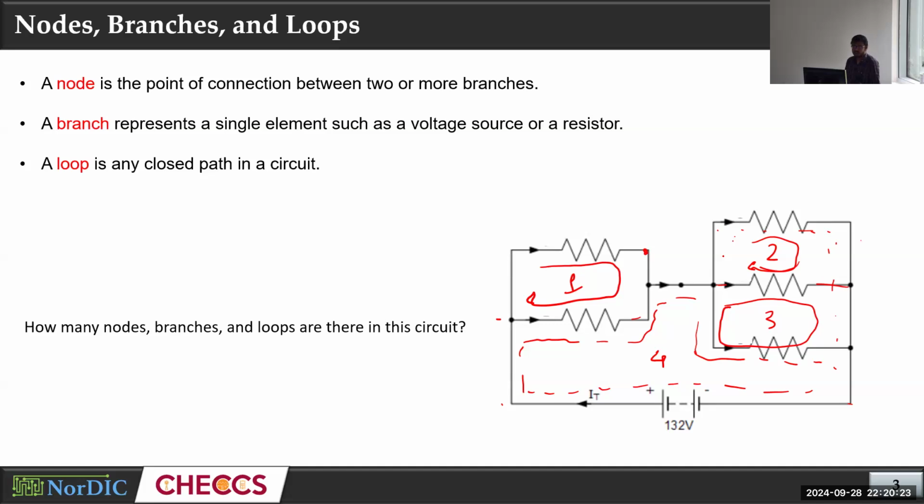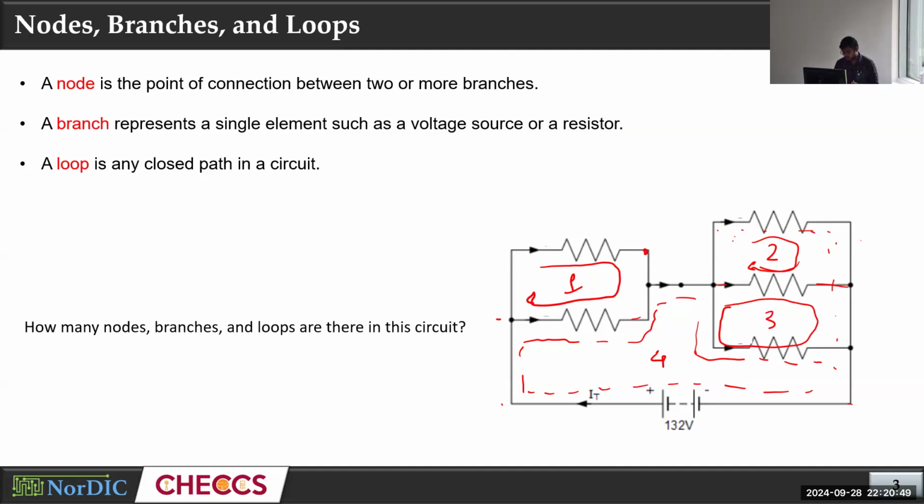So is there no condition that a loop has to have all the elements, or is there anything? No, there is no condition. Only that there should be a closed path. Any closed path in the circuit will be considered as a loop. So is that clear? So branches, loops, and nodes. Do you have any questions on that?